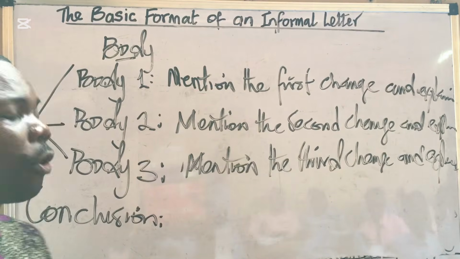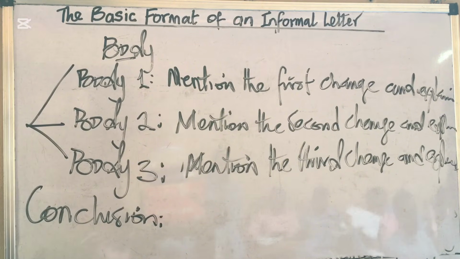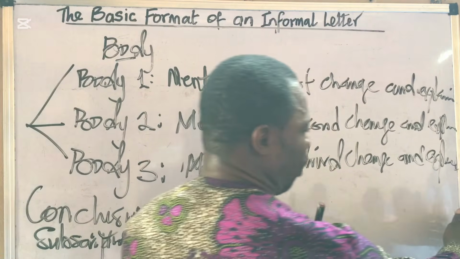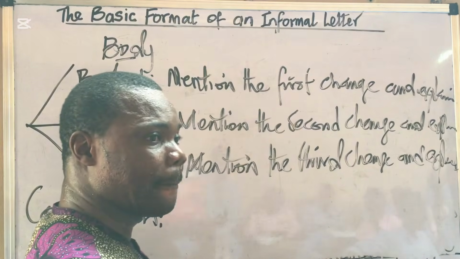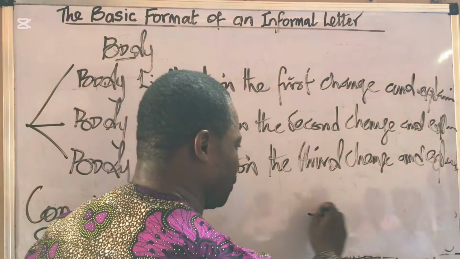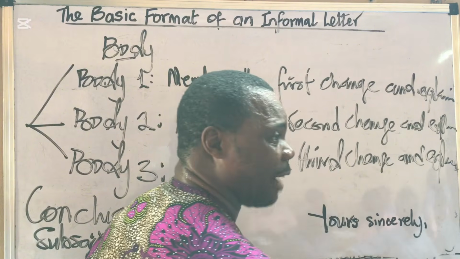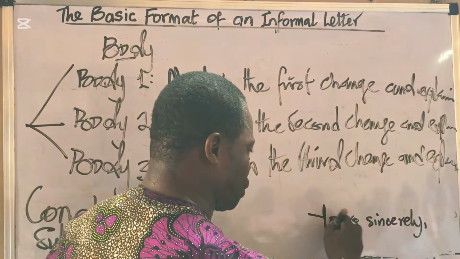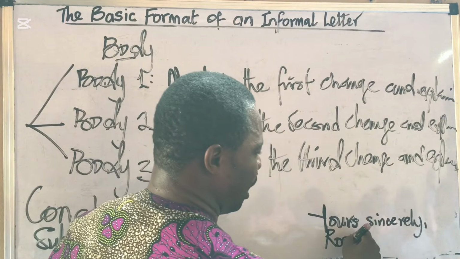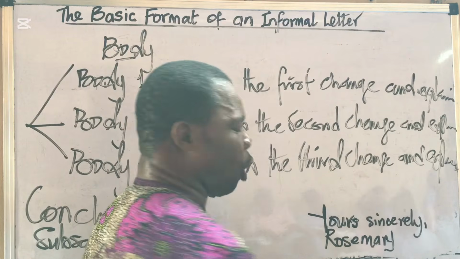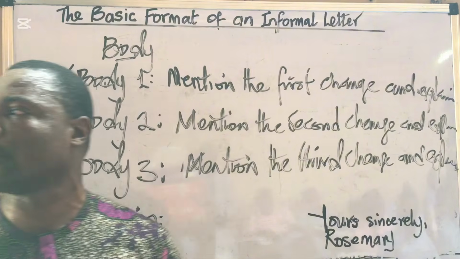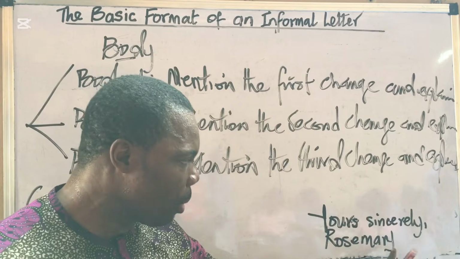So after writing that, you now come to the last part, which is called the subscription. What did I call it? So in the subscription, here you come to the bottom right hand corner and write Yours sincerely, comma. After that, Yours sincerely, then comma. Your name, first name only. Let's say your name is Rosemary. You start it from the same edge and say Rosemary. Take note, after writing this Rosemary, don't attach anything to it. No comma, no full stop. This is the only one that has a comma. You don't put anything here.